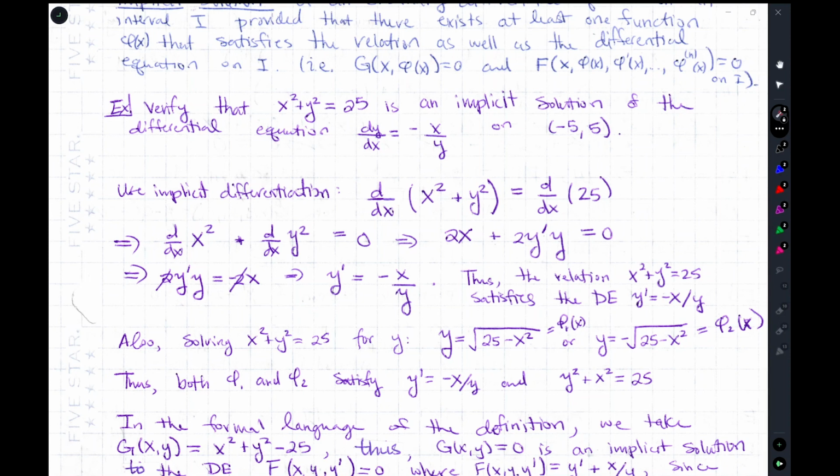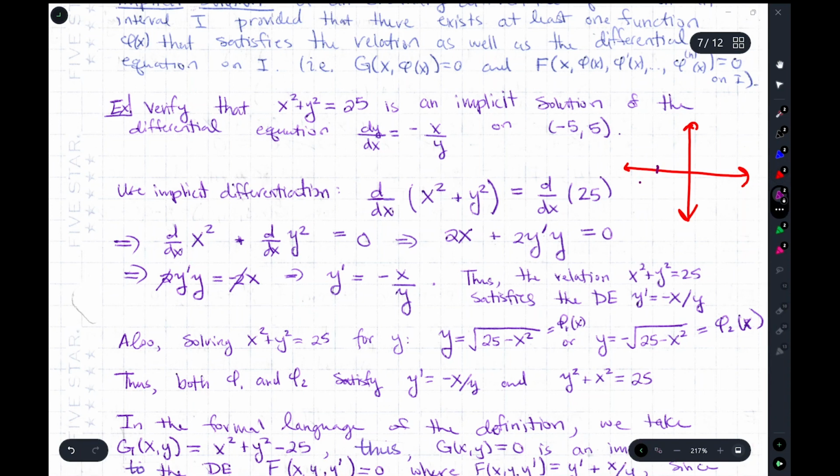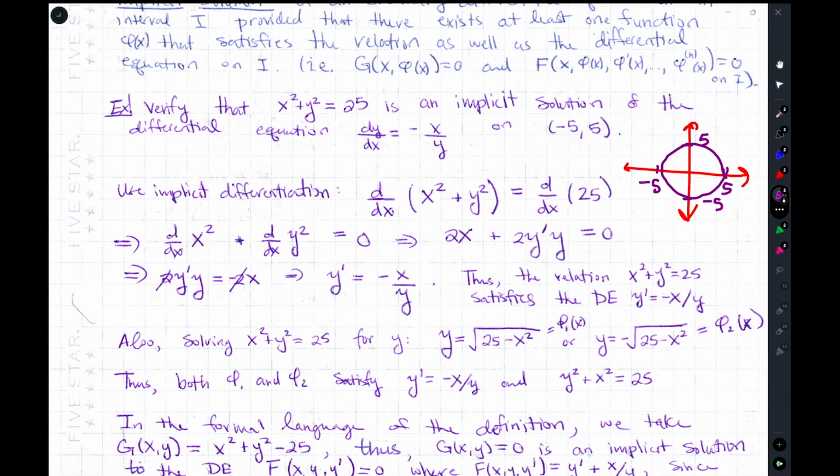Alternatively, we could have just looked at the top hemisphere of the circle or the bottom hemisphere of the circle. And again, this solution is a circle. And so we could have just looked at the top and taken the derivative and checked that it satisfies. But we just, in one fell swoop, used implicit differentiation to check the whole circle.